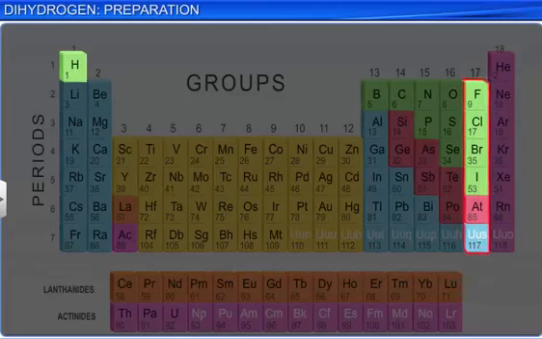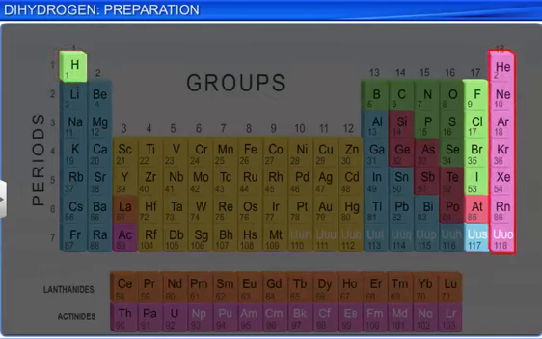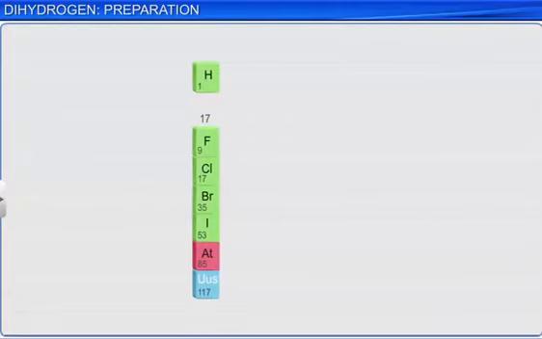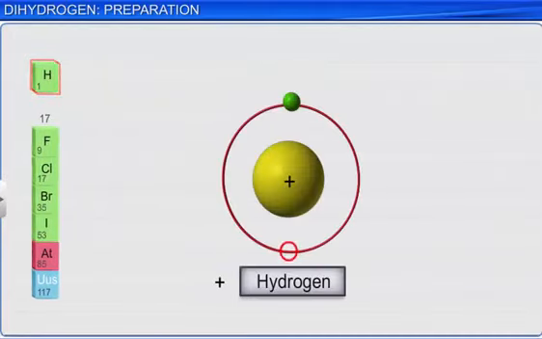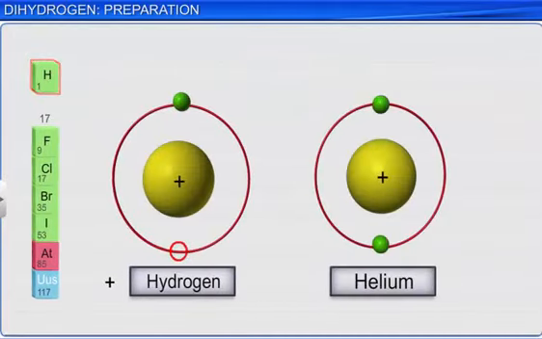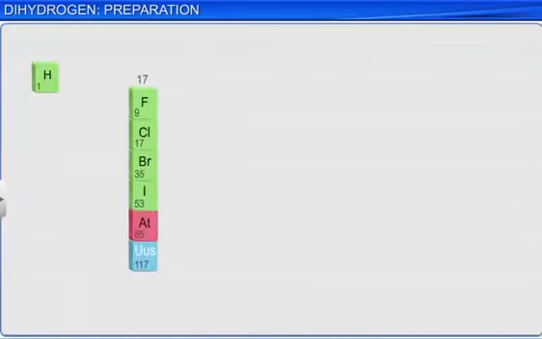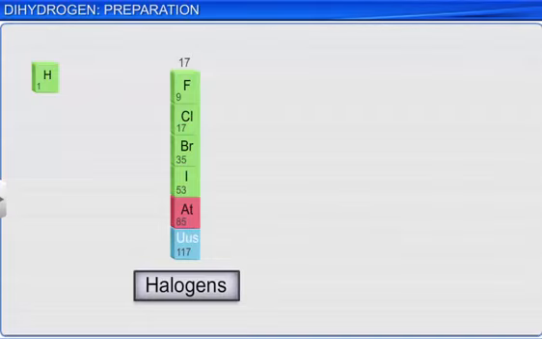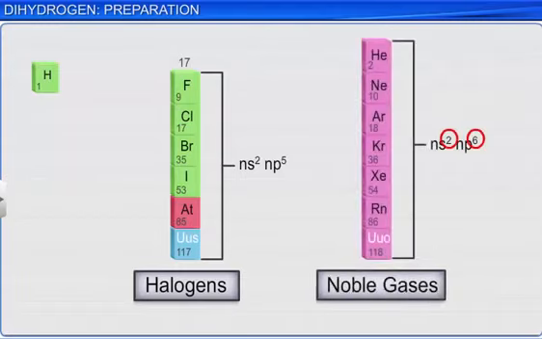Like halogens, hydrogen has only one electron less than the nearest noble gas configuration. For example, it needs one electron to attain the noble gas configuration of helium. This is similar to halogens, which have an outermost shell configuration of ns2, np5 and need just one electron to attain noble gas configuration.